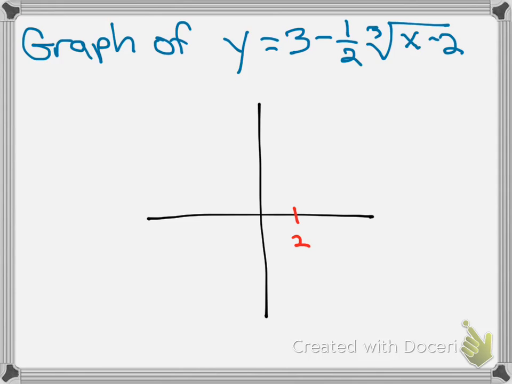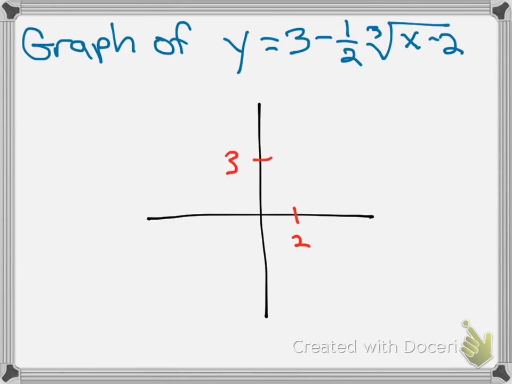This looks a little bit different from our last example, but because the 3 is on the outside, it's being added, so that means we are also shifting our parent function 3 units up. There we go. Oh, that's a little too high, isn't it? That's better. Two other things that we need to notice.